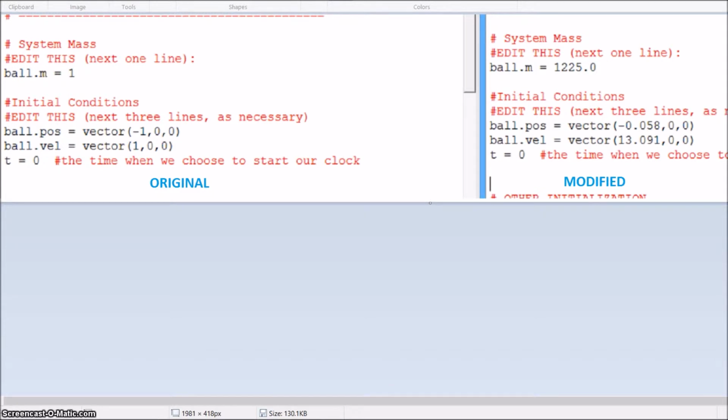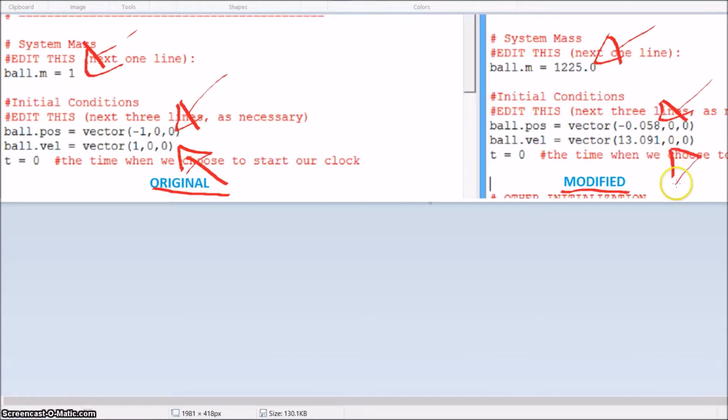Here is part of the original and modified code. First, I changed the ball's mass from 1 kilogram to the approximate mass of a car, which I estimated to be 1225 kilograms. After that, I changed the initial position vector to the initial position that I tracked in Tracker. After that, I changed the initial vector for velocity to the vector velocity that we calculated earlier in the video.